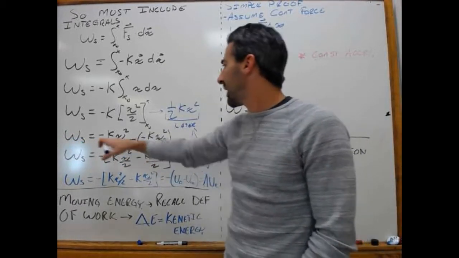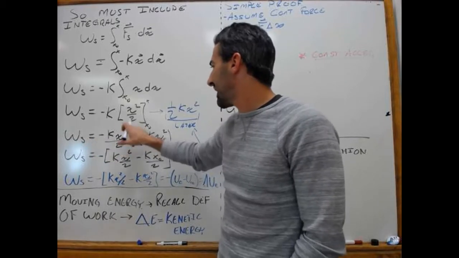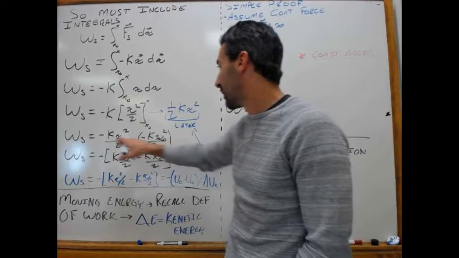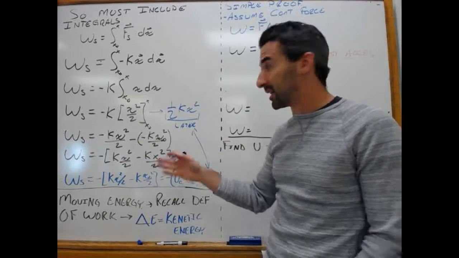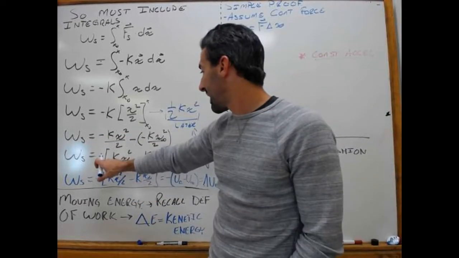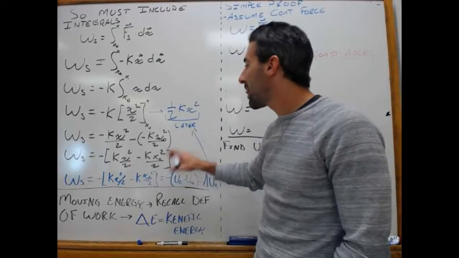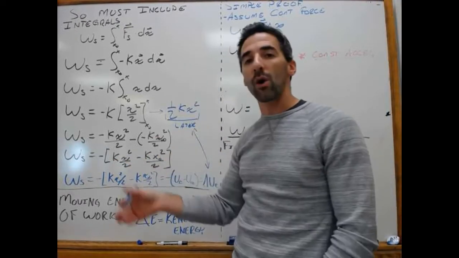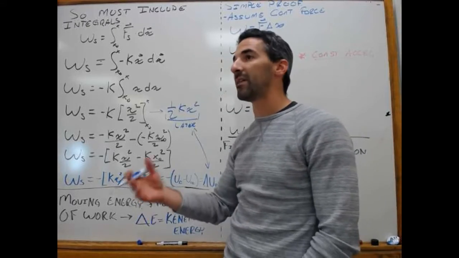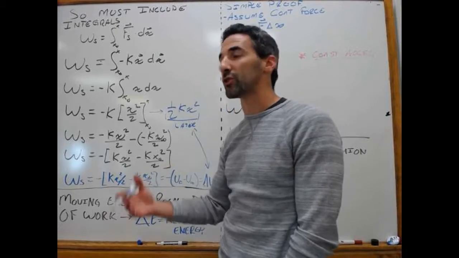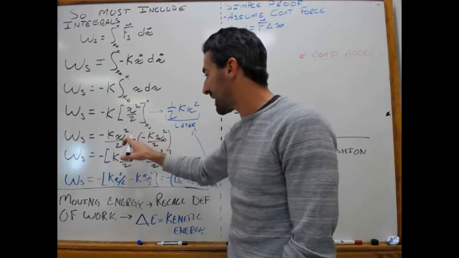Now plugging in, I had my negative kx squared over 2 minus negative k x0, my initial position, squared over 2. Way too many negative signs to deal with, so I factored some out. I have a negative kx squared over 2 minus k x naught squared over 2, which, recalling my definition of work, is the change or transfer of energy. So that's all that's happening here.